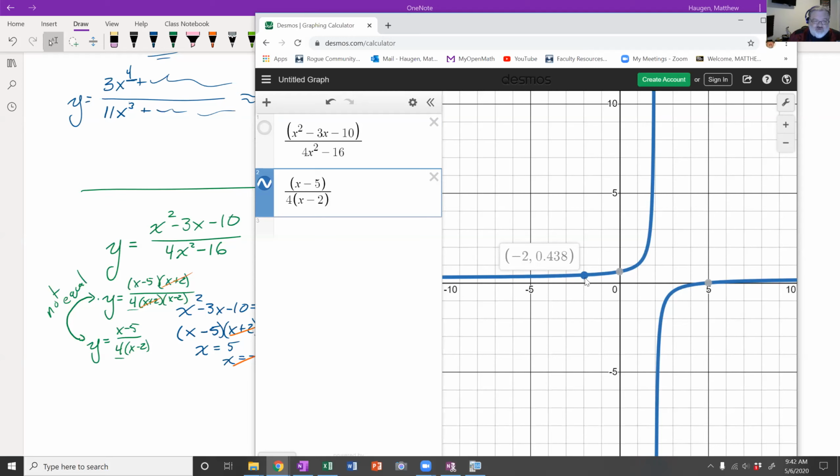It's actually referred to as a removable discontinuity, because you can remove the hole just by saying, oh, it's this, by the way. You'll talk more about continuity in calculus, for those of you going into calculus.